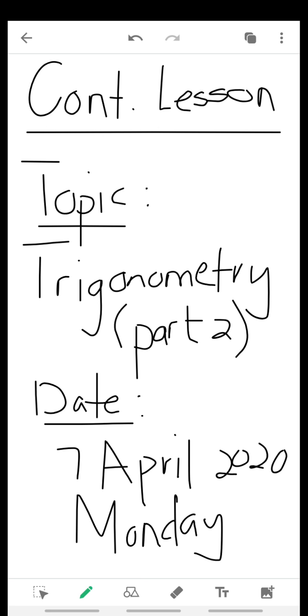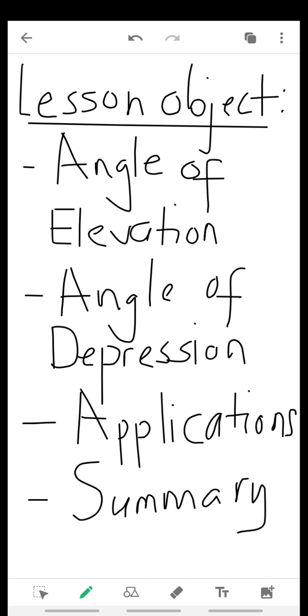Okay, very good. Now, lesson objectives for part 2 of trigonometry, we'll be looking at angle of elevation as well as angle of depression. Okay, and we'll also look into application. How do you apply these into questions? And we'll look at the summary of the lesson.